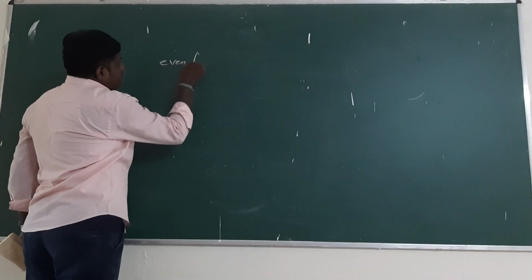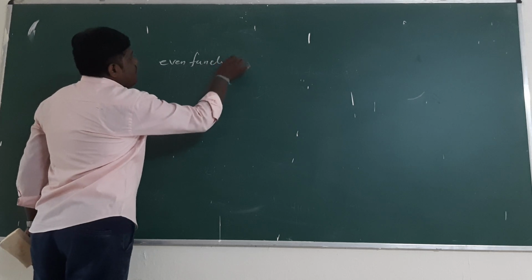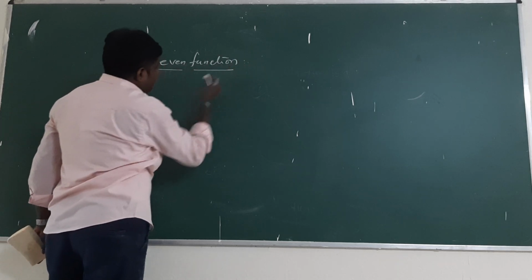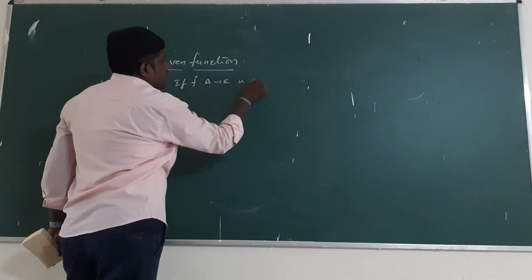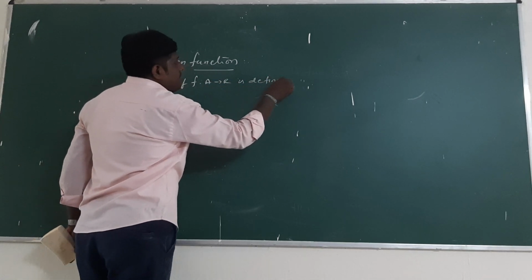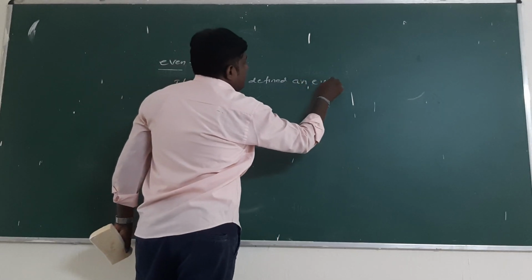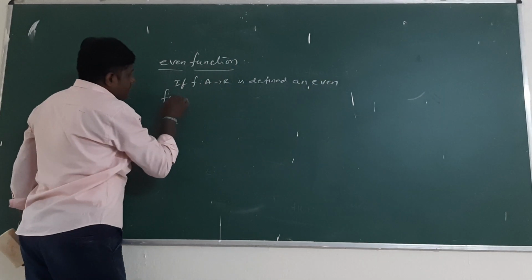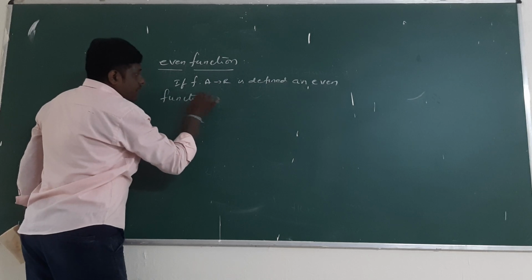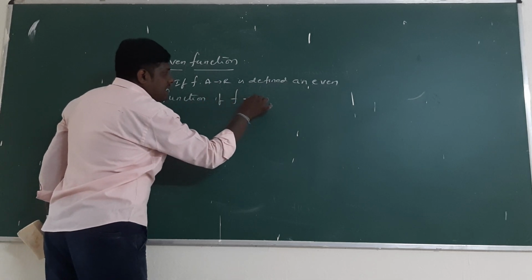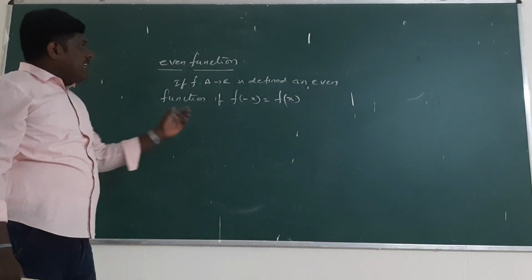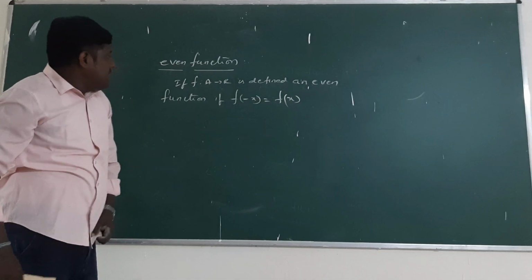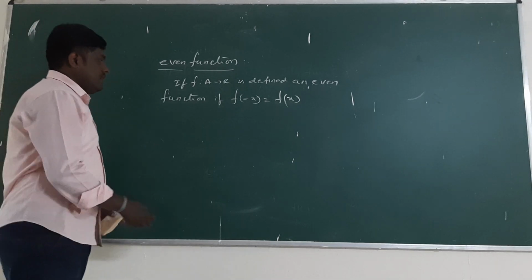See the next one. Even function. If f from A to R is defined an even function, if f of minus x is equal to f of x, then it is called an even function.